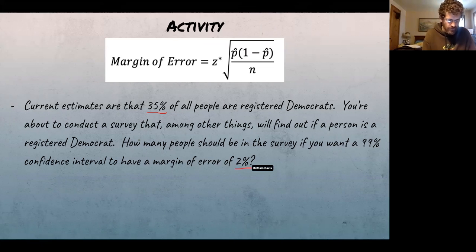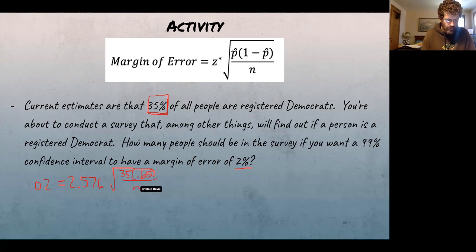All right, so the same thing as before. My margin of error is 2%, so I'm going to start with 0.02. The critical value, for a 99% confidence interval, was 2.576. Now it's the square root of p hat right here. Now this is an estimate that it's 35%. This isn't coming from a national database or anything. So I'm going to assume that's 35%, and 1 minus that is 65%, all over n.